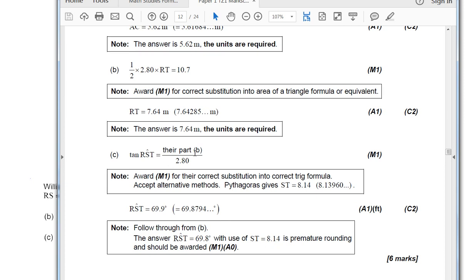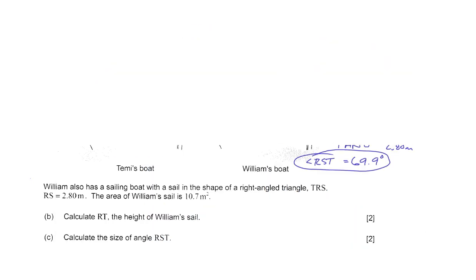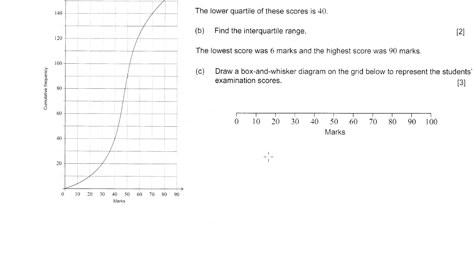So when you figure this part out here, the inverse tangent, just do second tangent of 7.64 divided by 2.80, and then push equals. Don't try to simplify this first and put this rounded number in there. Okay? Off to number 3.